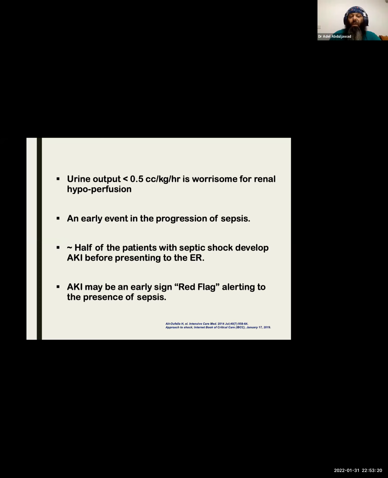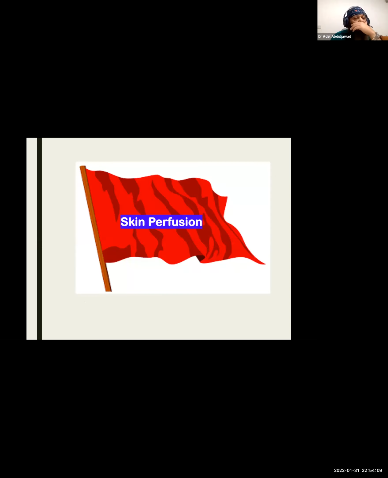And remember, the decline in urine output and AKI are among the early events in the progression of sepsis. I think I highlighted this in the previous presentation when I presented AKI to you. They found that half of patients with septic shock develop AKI and decline of urine output before a rise in renal function tests, before their presentation to the ER. Now they are considering AKI may be an early sign or a red flag alerting to the presence of sepsis. And I also told you before that it may be one of the red flags coming up for the sepsis scoring system or sepsis assessment.